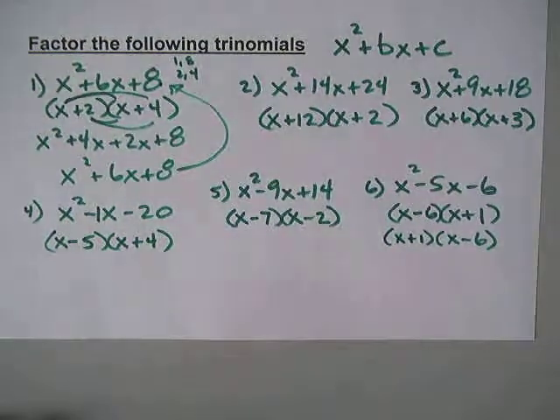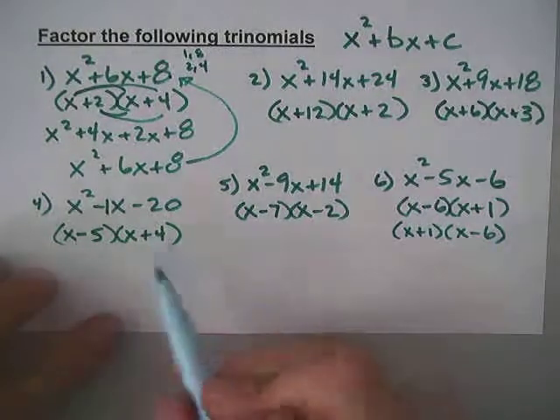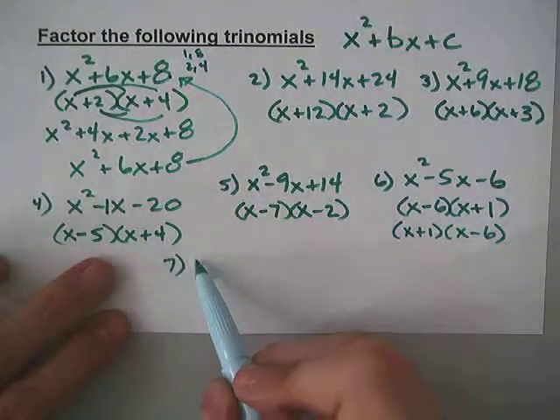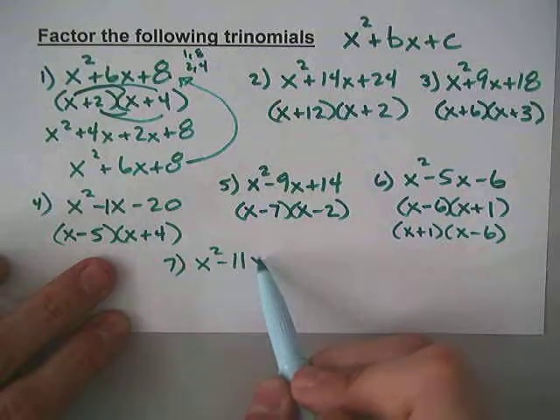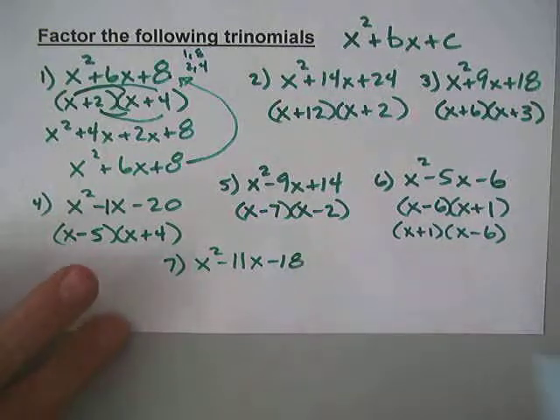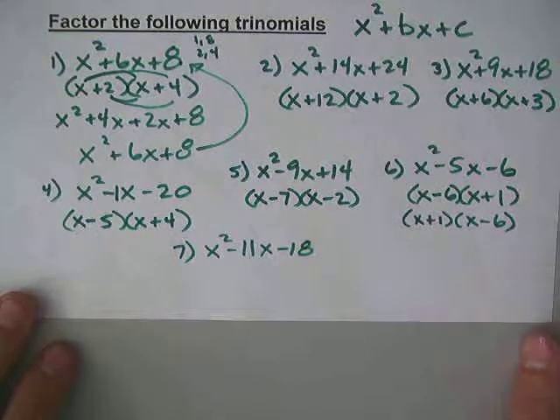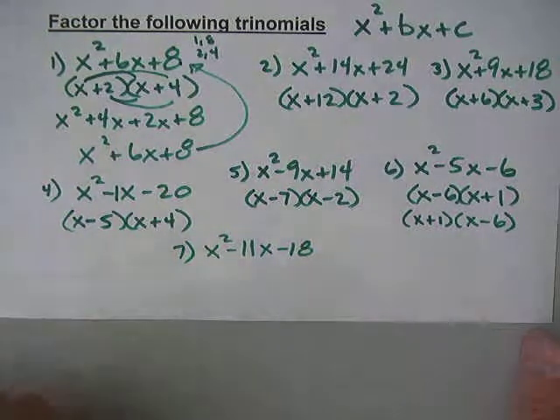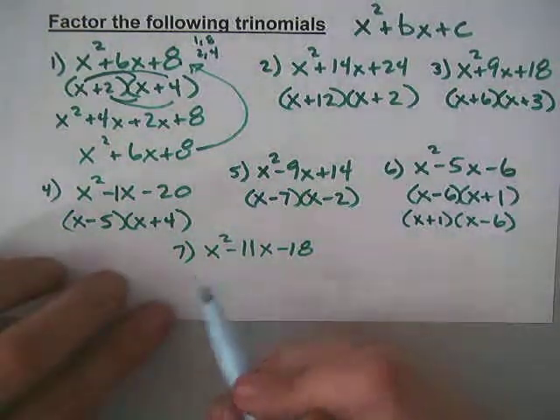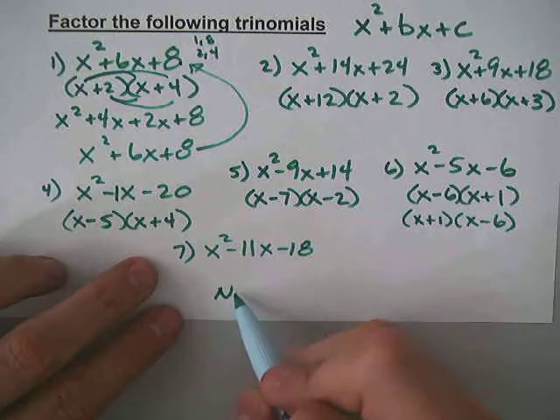Now, a question I get a lot is, do I have to have negative 6 and positive 1 here? Could I switch those around? Sure. You could have written x plus 1, x minus 6. Means the same thing. Okay, very, very last one. How about this? X squared minus 11x minus 18.